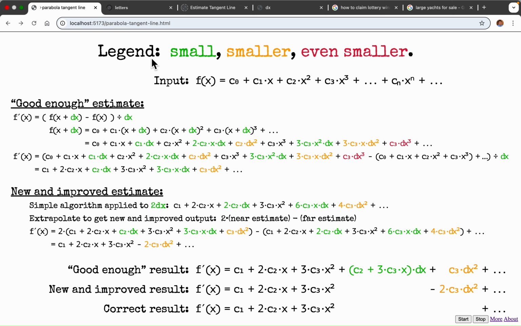Start with the big stuff at the top. This is all about what's small and smaller and even smaller than that. This is calculus, so it's dx and dx squared and dx to the third. The most important thing to notice is that the input we're given doesn't have anything small. This is smaller than any of the numbers that normal people talk about. These are calculus numbers.